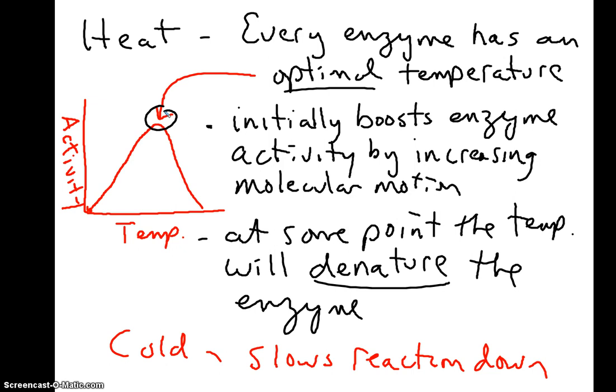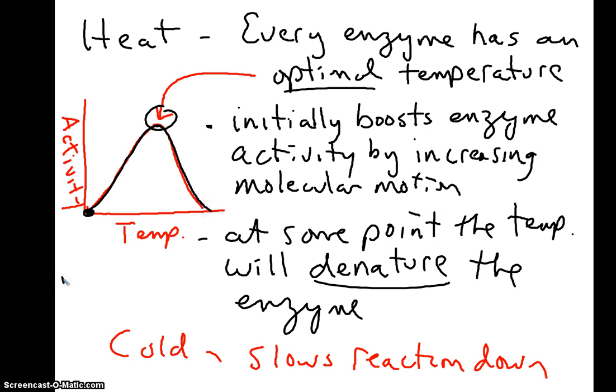If we start here down at a very cold temperature, initially the heat boosts the enzyme activity by increasing the molecular motion. As we go up, the enzyme activity will increase until we reach the optimal temperature. At that point, the temperature will denature the enzymes. The enzyme will fall apart and we rapidly get a decrease in the activity.